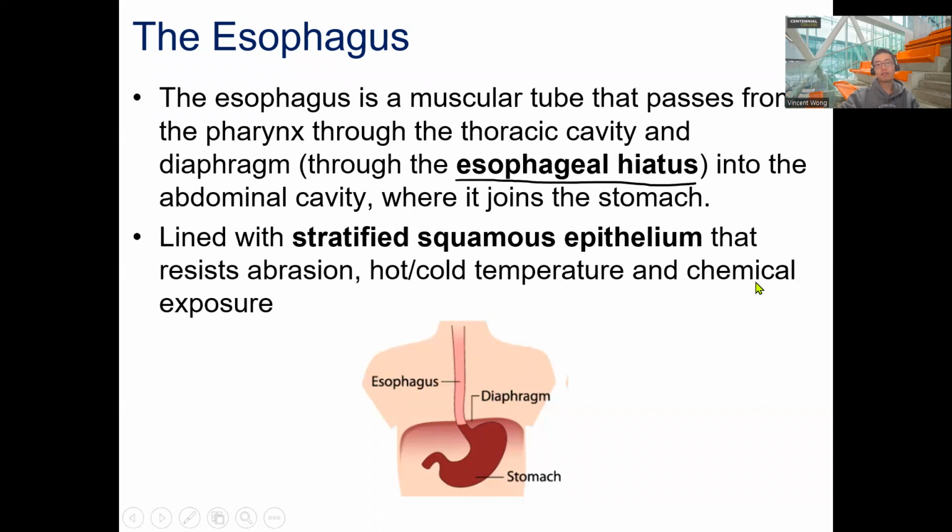Hot and cold stuff, chemical exposure, right? Things that are acidic, right? Alcohol is particularly irritating for the GI tract in some cases, right? So we need those protections from the stratified squamous.